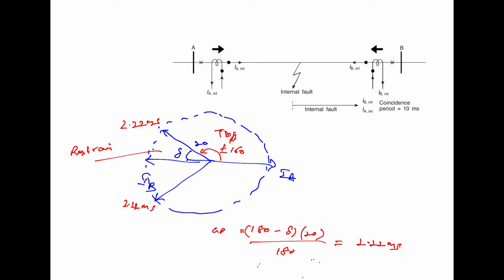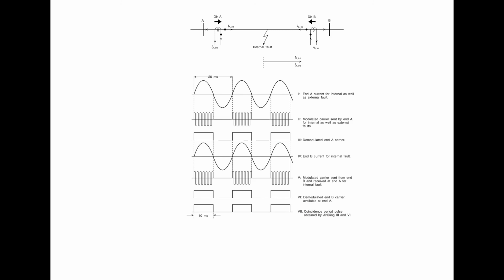Let us take the diagram, and in this case an internal fault is shown. Each end, from this you will see that end A, each end sends the carrier only during the positive half of the cycle, as you have observed from here. So the positive half of the time period of the power frequency AC wave results in the generation of the modulated carrier sent by the end A for internal as well as external faults.